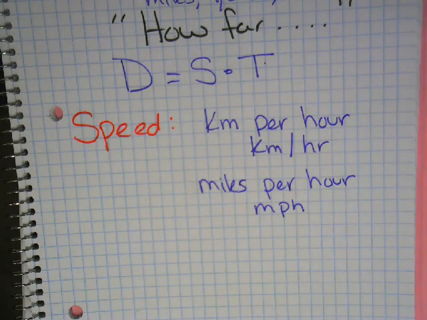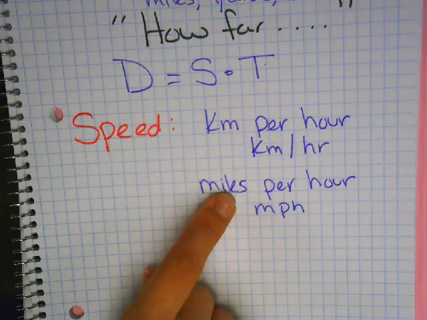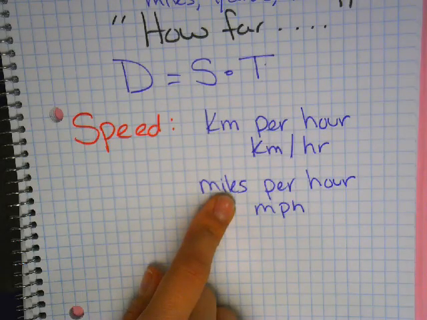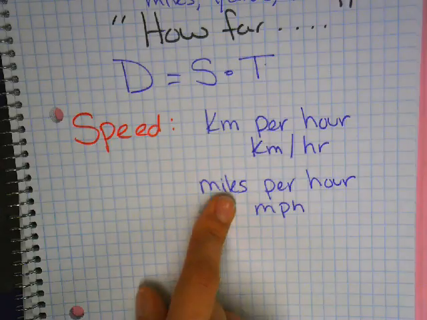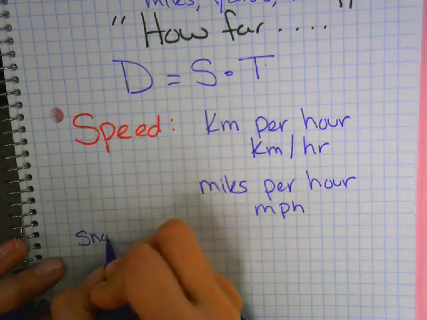That's a speed. Now, this is a great speed for cars, planes, motorcycles, even measuring how fast a cheetah would run. But what if I want to measure a snail?